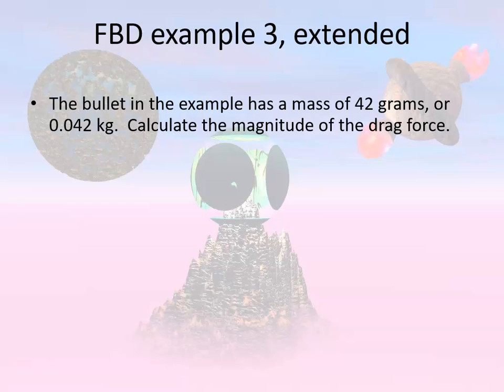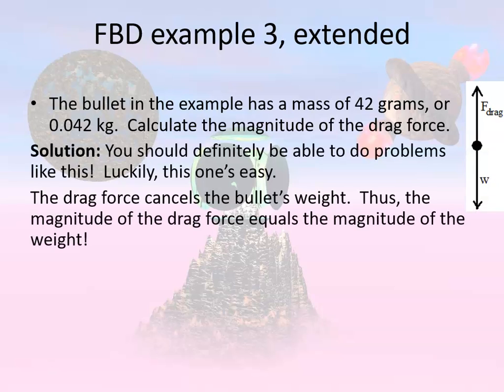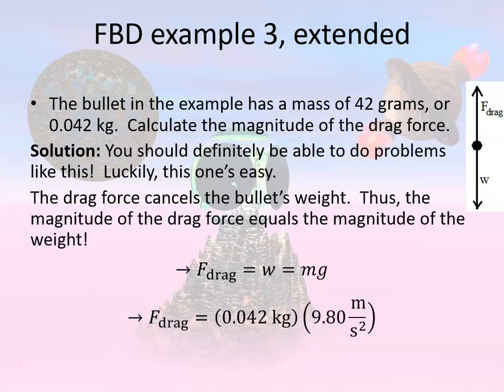So what if we had a bullet with a mass of 0.042 kilograms, that is 42 grams? Well, what would be the magnitude of a drag force on that? Well, there's our free body diagram, but remember that since it's a terminal velocity, that's what the previous example was, that means that the drag force must equal the weight. But the weight is just mg, so you plug in the mass, multiply by 9.8 meters per square second for the acceleration due to gravity, and you get a drag force of 0.41 newtons.